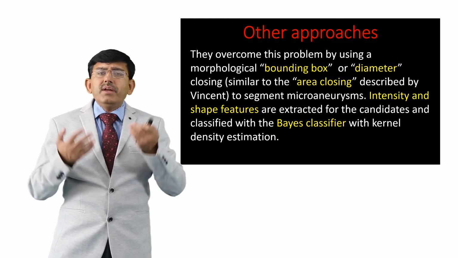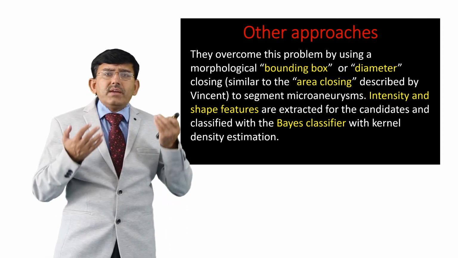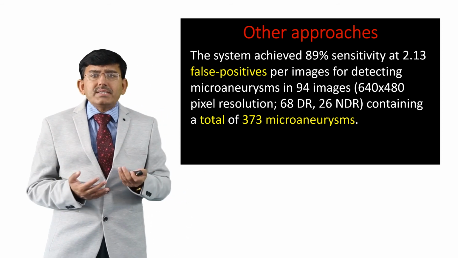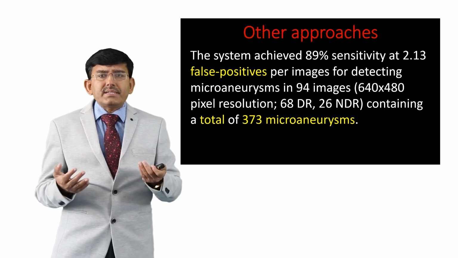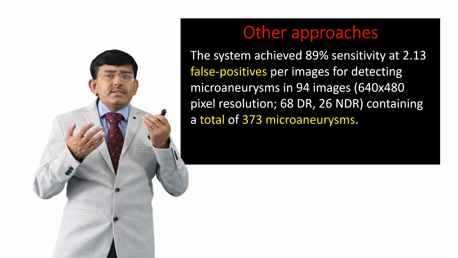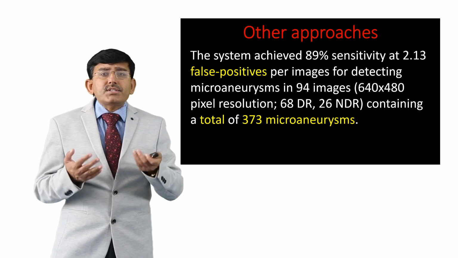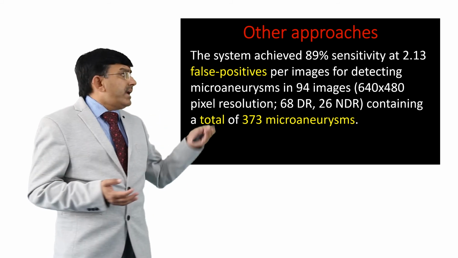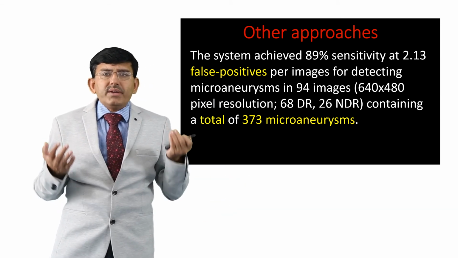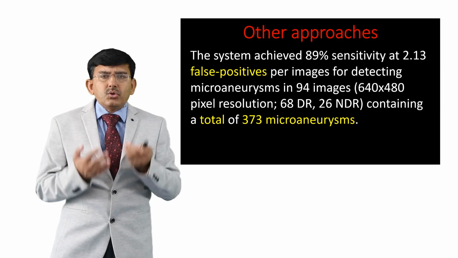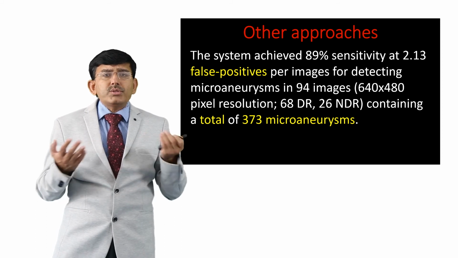The system achieved 89% sensitivity at 2.13 false positives per image for detecting microaneurysms in 94 images, 640 by 480 pixel resolution, of which 68 were diabetic retinopathy and 26 were non-diabetic retinopathy images, containing a total of 373 microaneurysms in those images.